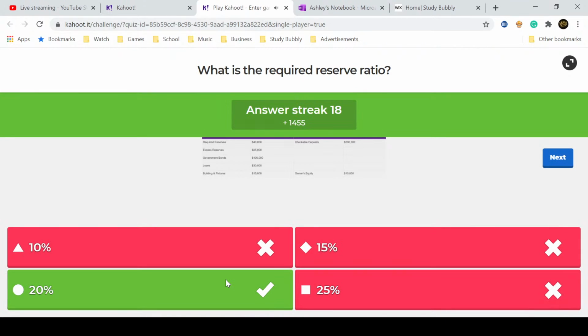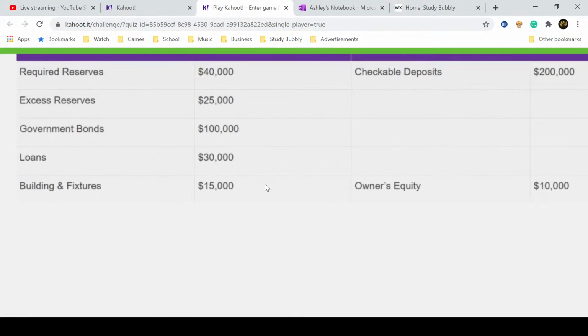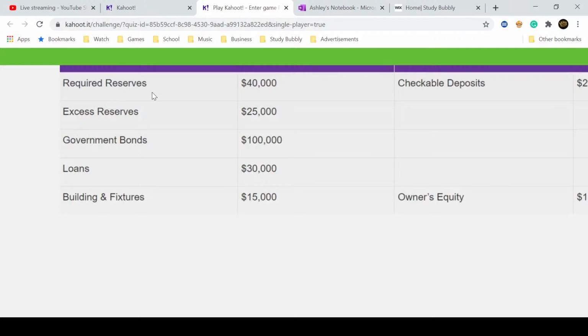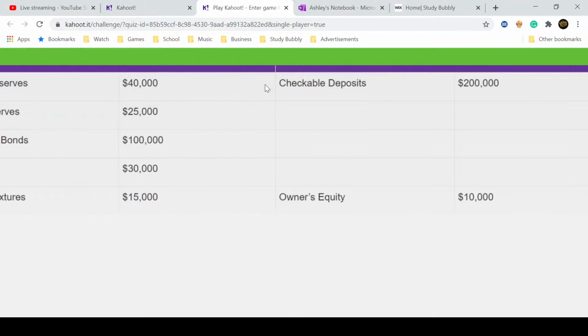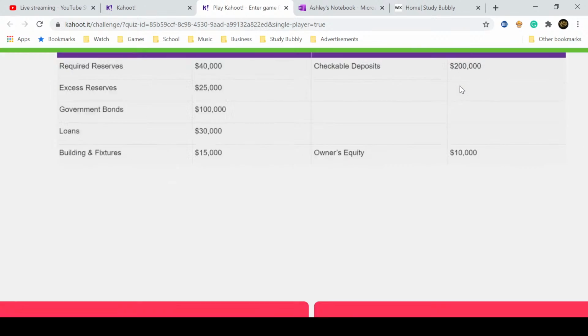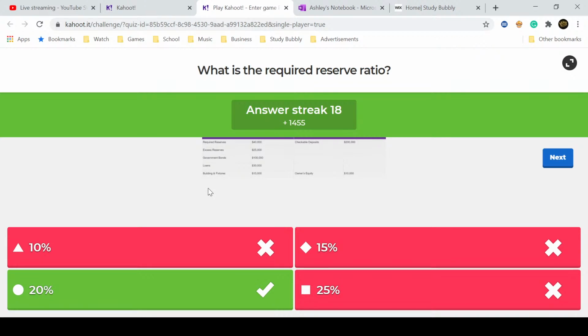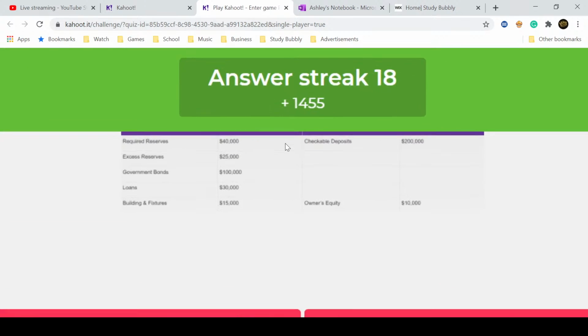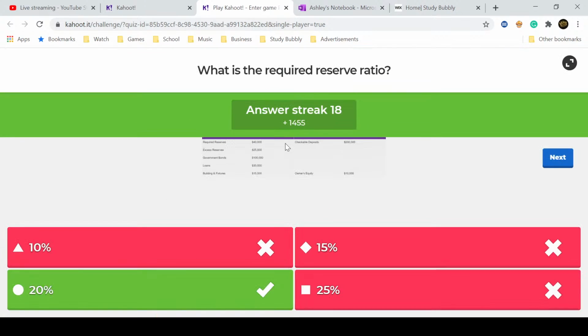Simple math. Kind of fortunate the AP exam doesn't give us calculators. But anyways, if you zoom in, I know it's kind of small, but required reserves are 40,000 and checkable deposits are 200,000. So you put 40,000 over 200,000 and you get 0.2. Make that percent, 20%. That's just the equation to figure out required reserve ratios.